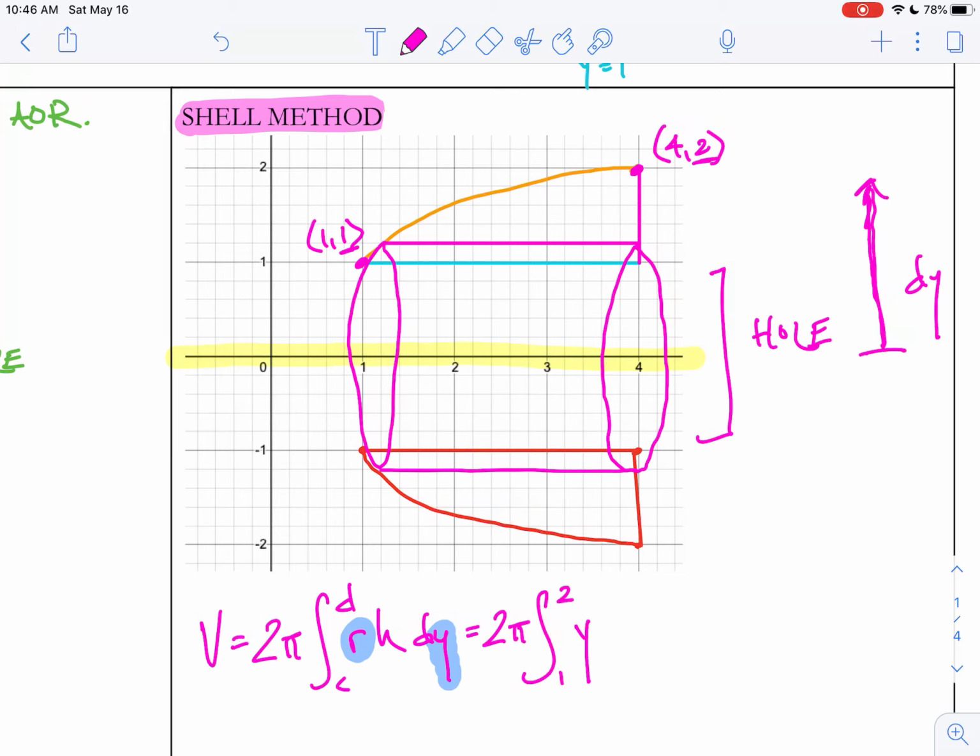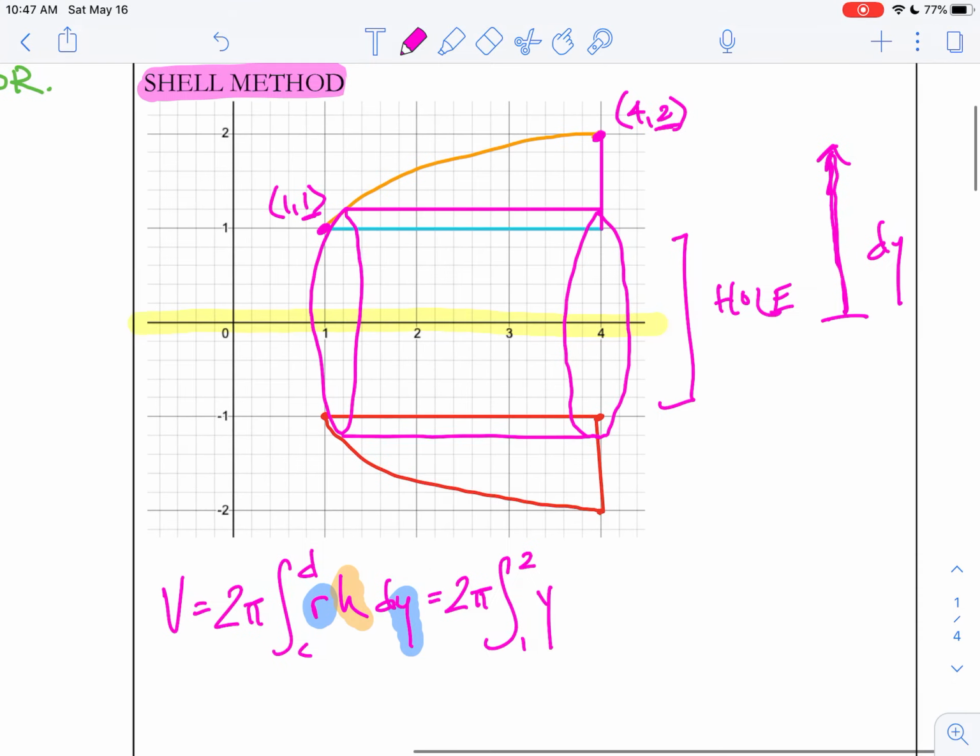Now the height of the shell is going to depend on if we have a right curve minus a left curve. So this brings us back to when we learned about area. I want to think about the curve that is to the right of this pink line. And that is just this line right here, which is 4. And then the curve that is to the left of this line is the orange one, which we can call square root of x.